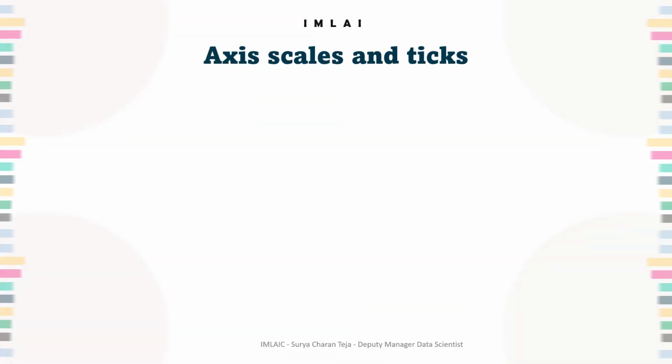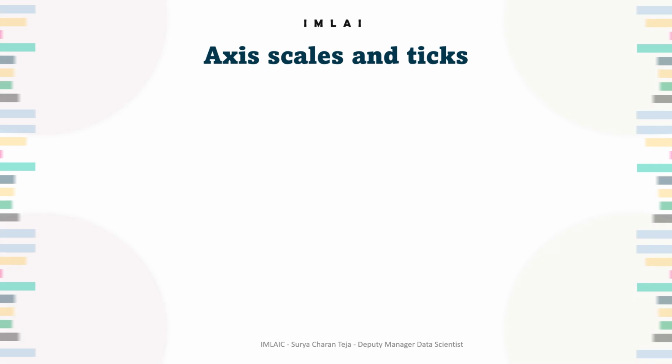Now let's look into axis scales and ticks. Each axis has two or three axis objects representing the x-axis and the y-axis. These control the scale of the axis, the tick locators and the tick formatters.